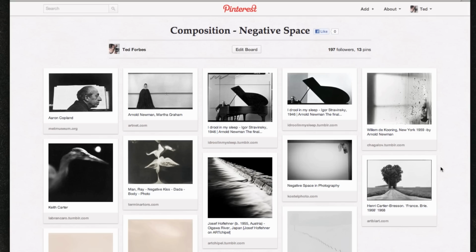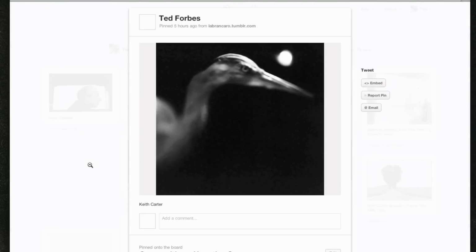So anyway, excellent stuff. Just a couple others that I'll show you real quick. Again, Keith Carter, I think one of the greatest living people today in photography. This is a heron that was shot with some kind of abstract in the background. Is it a moon? Is it a street light? What is it? But anyway, it's defined by largely negative space.